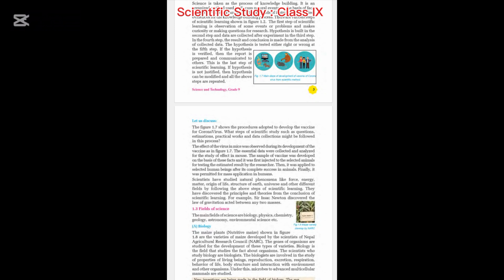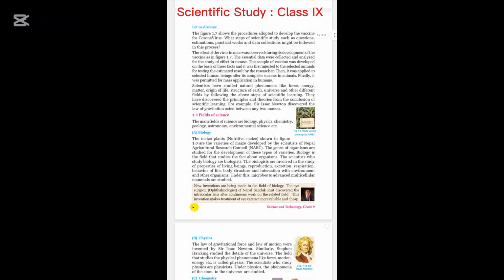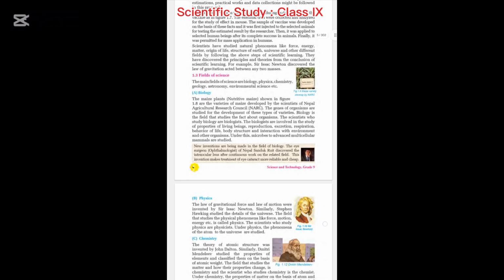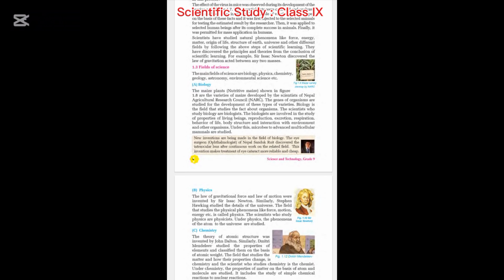Scientists have studied natural phenomena like force, energy, matter, origin of life, structure of earth, universe, and other different fields by following the above steps of scientific learning. They have discovered principles and theories from the conclusions of scientific learning. For example, Sir Isaac Newton discovered the law of gravitation acting between any two masses. Fields of science. The main fields of science are biology, physics, chemistry, geology, astronomy, environmental sciences, etc.